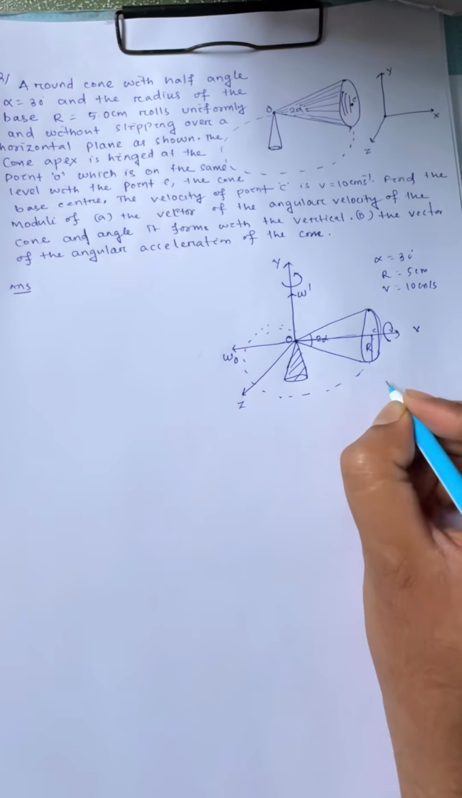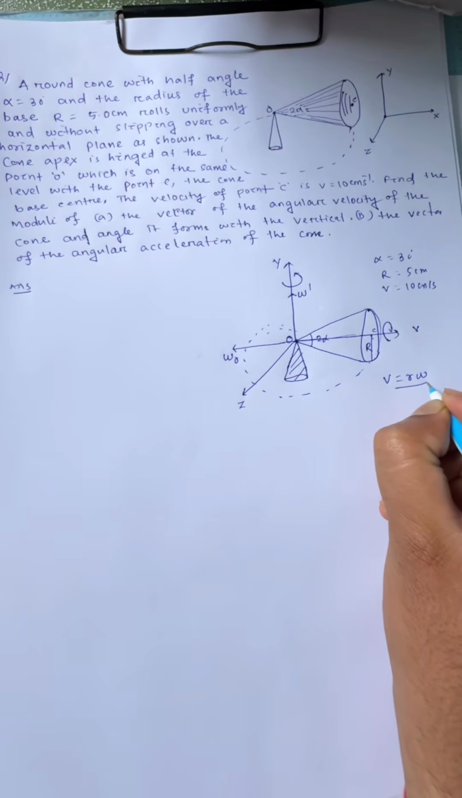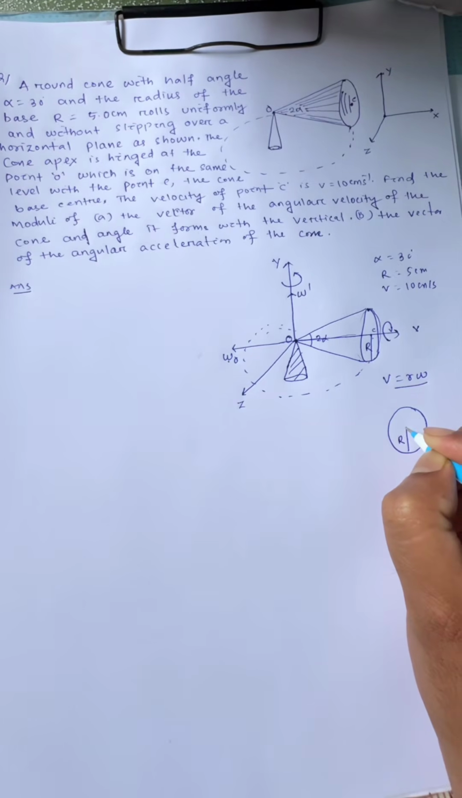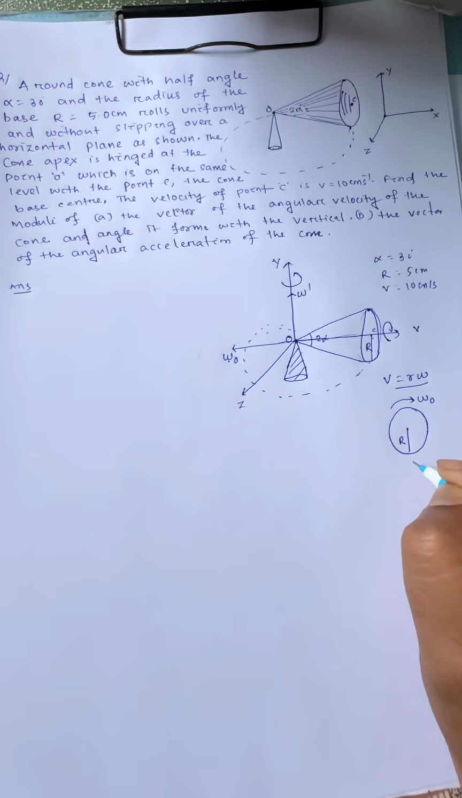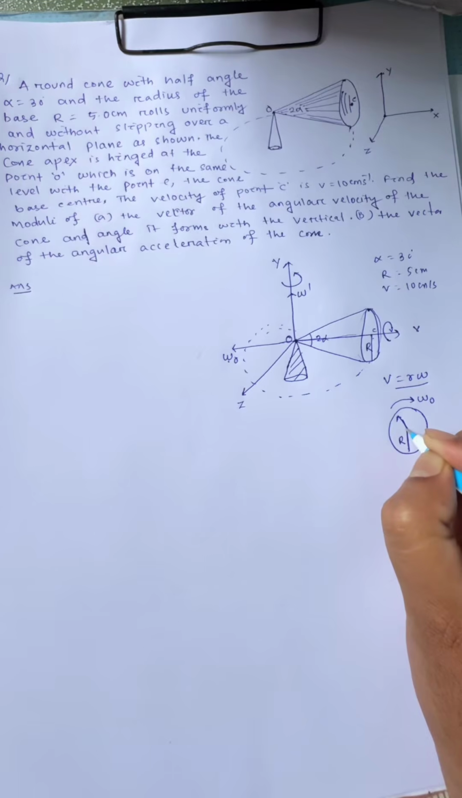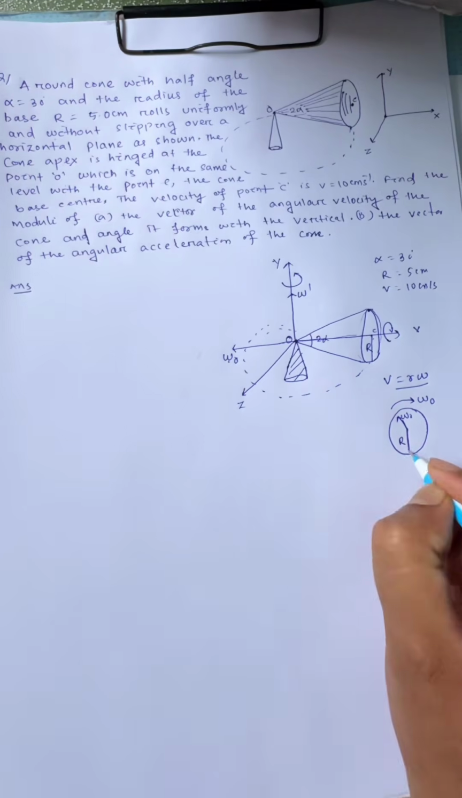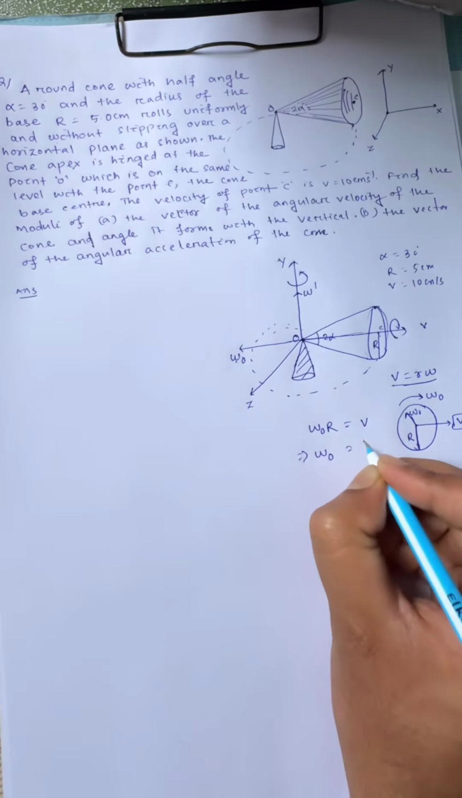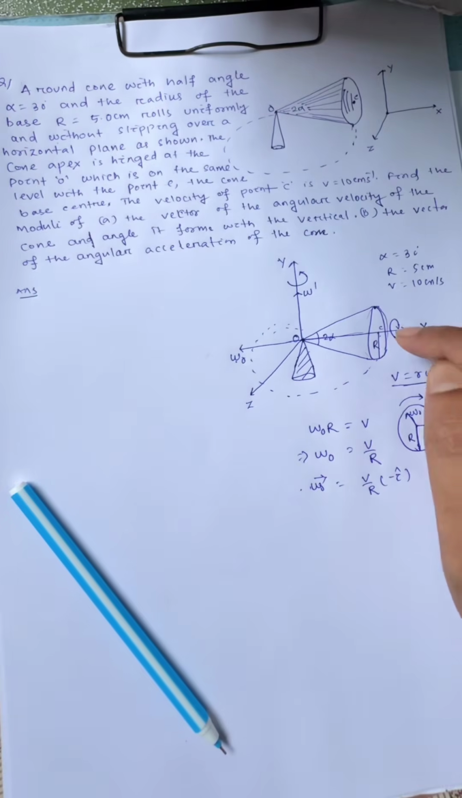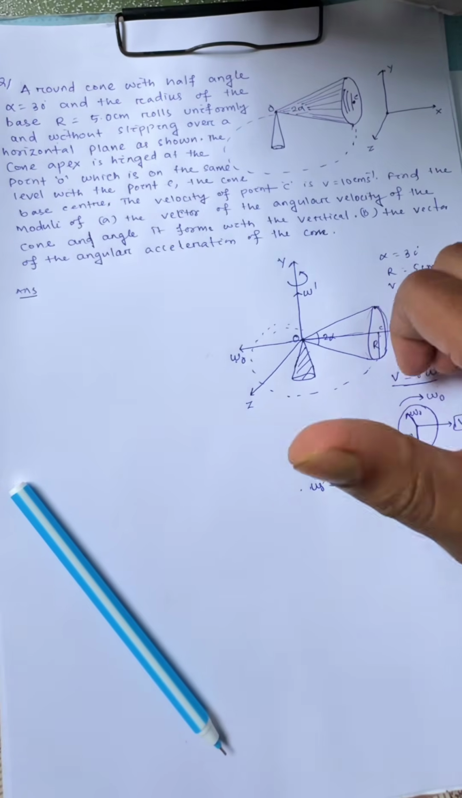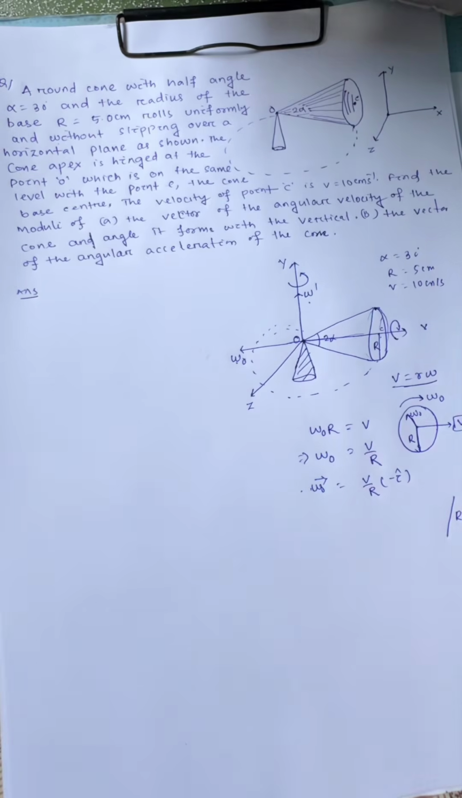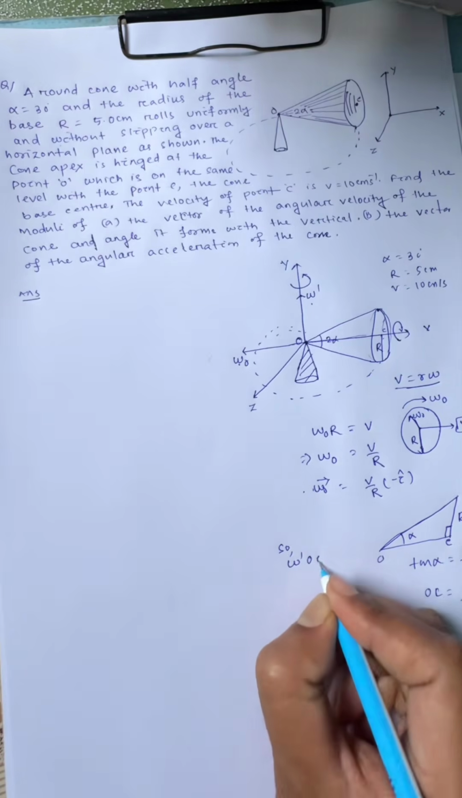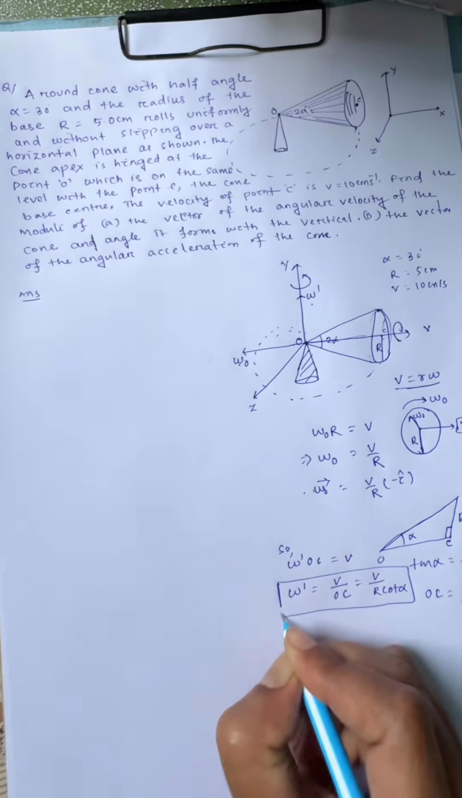For omega naught, as we know, v equals r omega, that concept we have to use. The angular velocity in that direction is omega naught. So omega naught r equals v, omega naught equals v by r. Rotating in this manner, the angular velocity and the radius make an angle; this is our omega dash j cap.